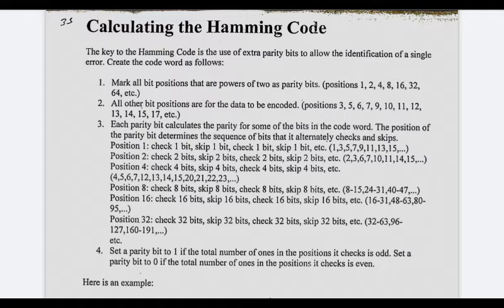Similarly for position 4, is it clear? Position 4: check 4 bits, skip 4 bits, check 4 bits, skip 4 bits. Starting from position 4, you continuously check 4 bits, and the next 4 bits you leave. Starting from position 4 means you start from 4, 5, 6 and 7. Is it clear? Don't start with position 1, 2 or 3. For position 4, the starting point is the 4th position only.